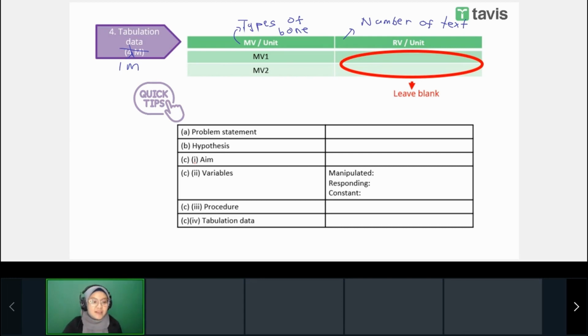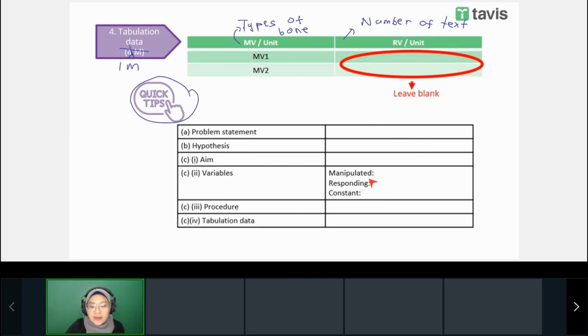Okay, this is such a quick tip. Please make a table so that you won't miss out any of the questions. The first one is always the problem statement. The second one, hypothesis: the compact bone is weaker than the hollow bone. Write your answer over here.